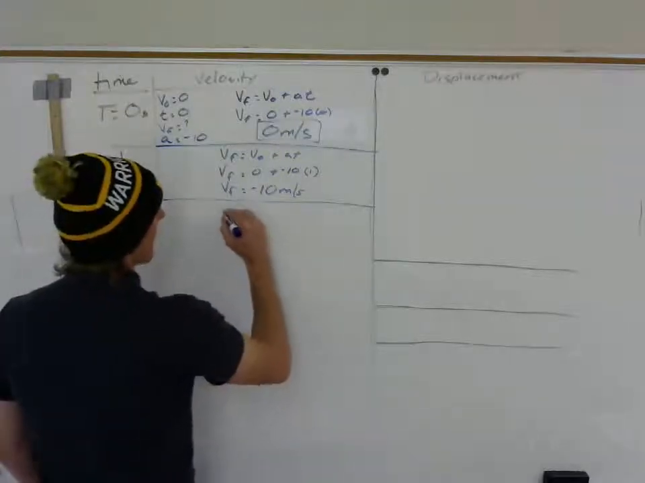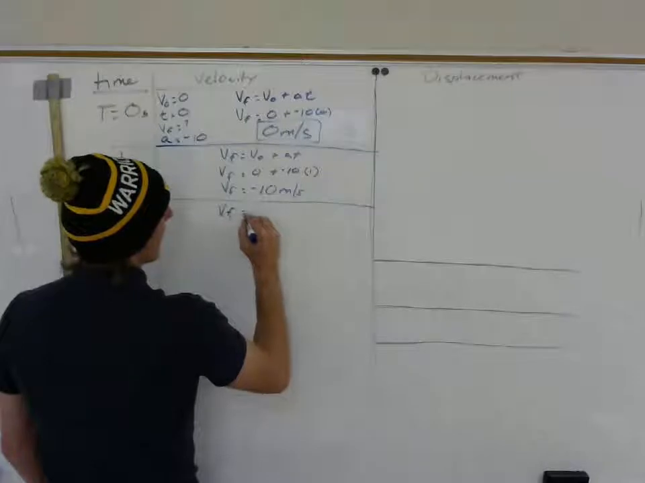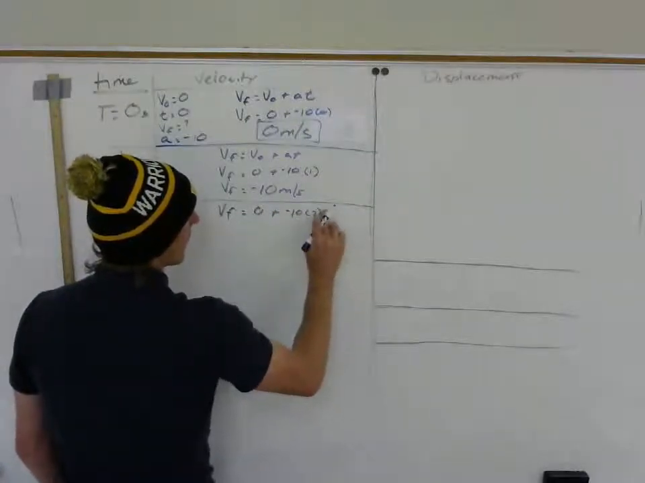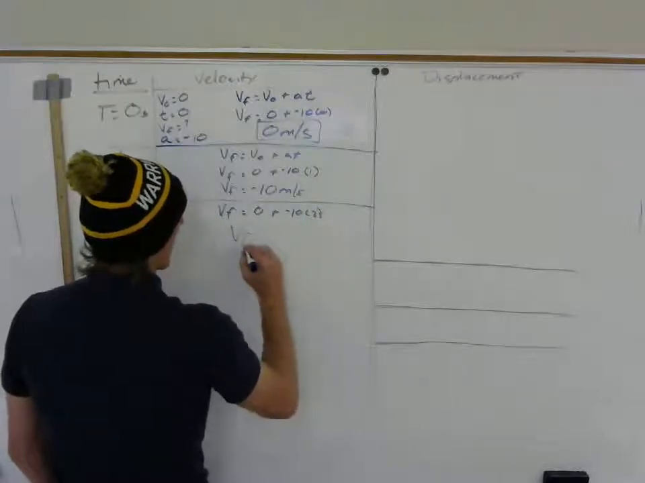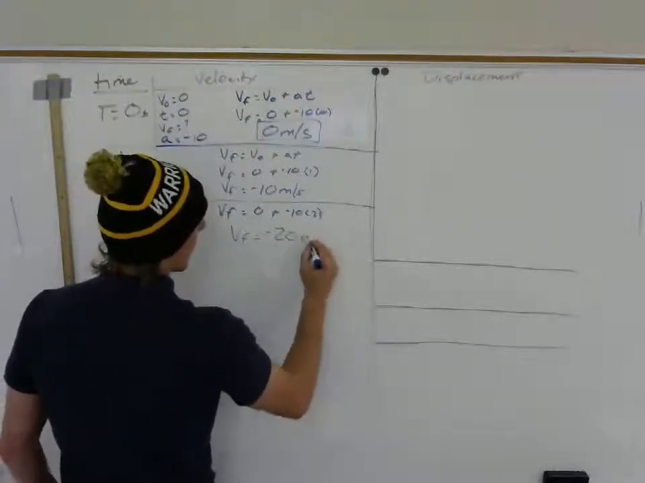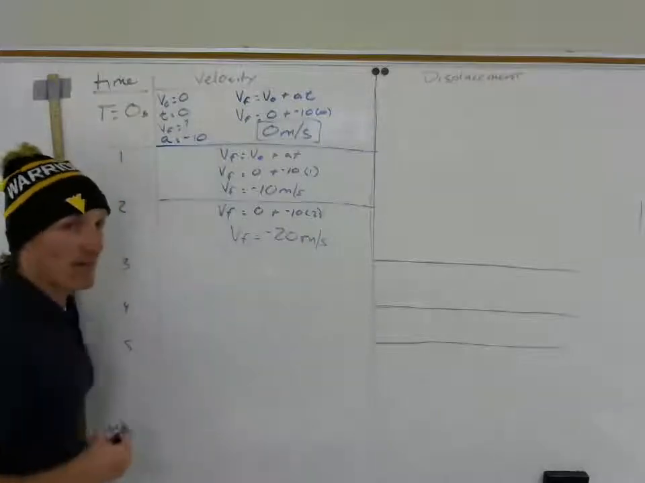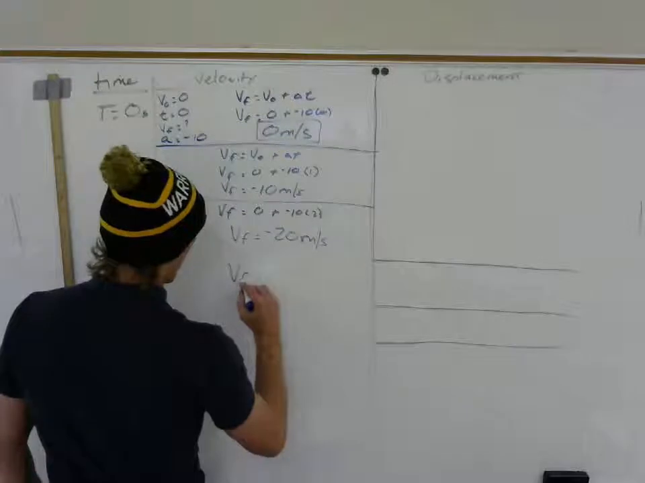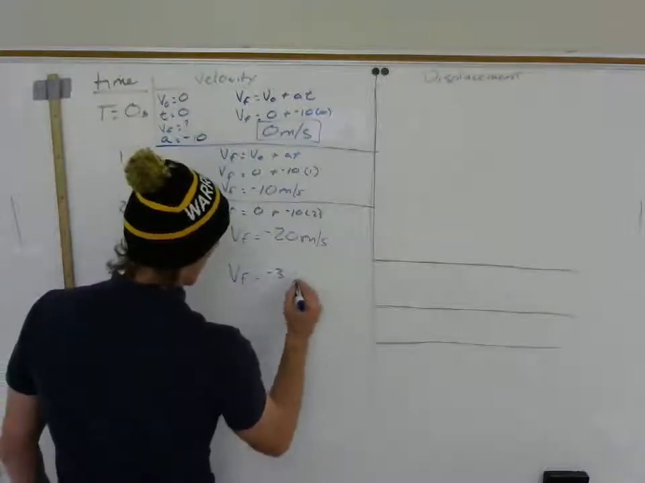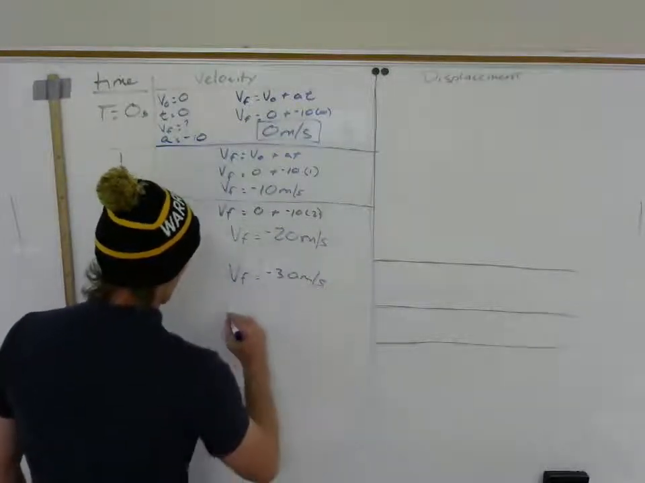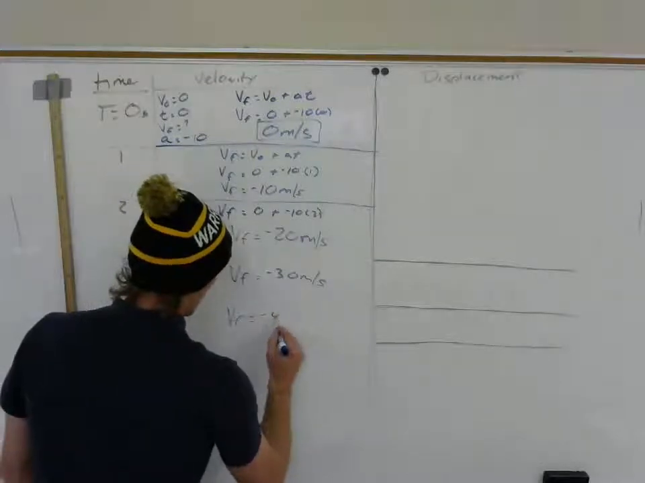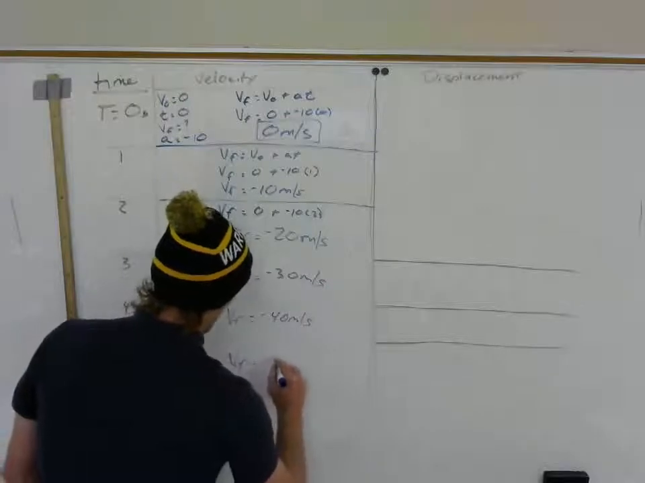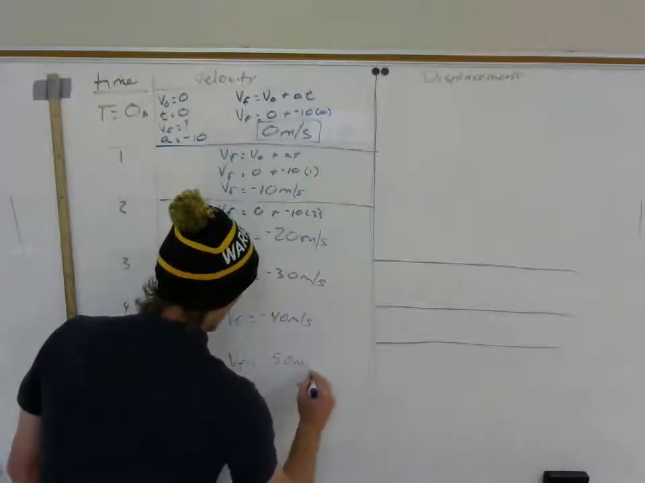And we continue to do the same thing. VF equals 0 plus negative 10 times 2. So my final velocity is going to equal negative 20. You should be starting to see a pattern here. It's going to get faster by 10 meters per second every second. So after 3 seconds, do the exact same thing, you get negative 30 meters per second. After 4 seconds, you get negative 40 meters per second. And after 5 seconds, you're going to get negative 50 meters per second.